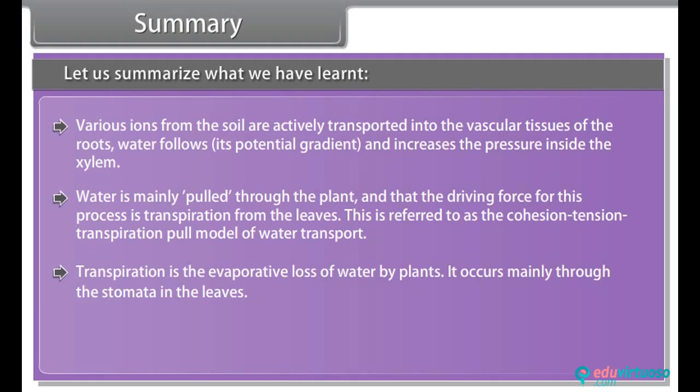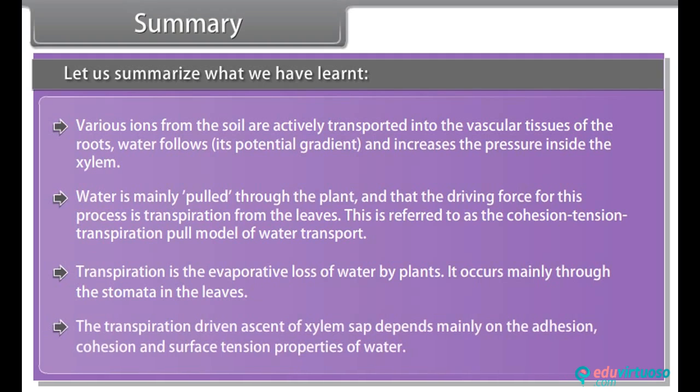Transpiration is an evaporative loss of water by plants. It occurs mainly through the stomata in the leaves. The transpiration-driven ascent of xylem sap depends mainly on the adhesion, cohesion, and surface tension properties of water.